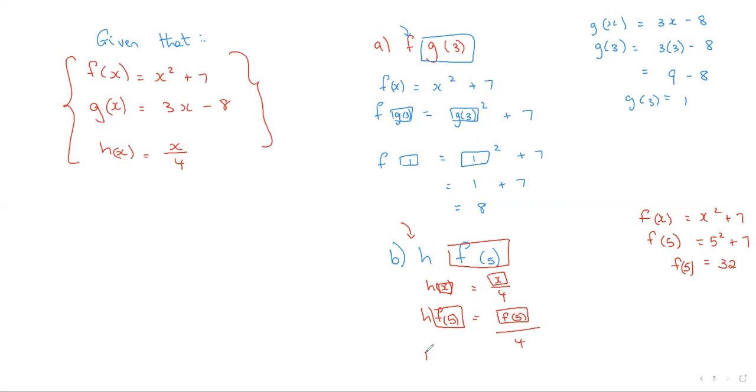So everywhere I have f of 5, I could replace that with 32. So I'll end up with 32 divided by 4, and that's 8. So h of 32, which is the same as h of f of 5, is 8.